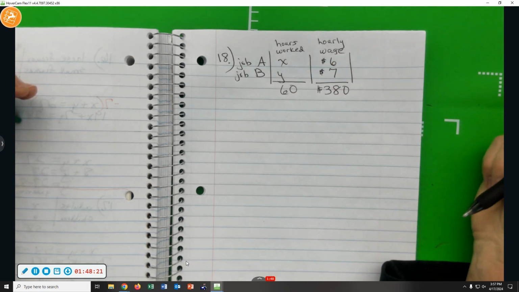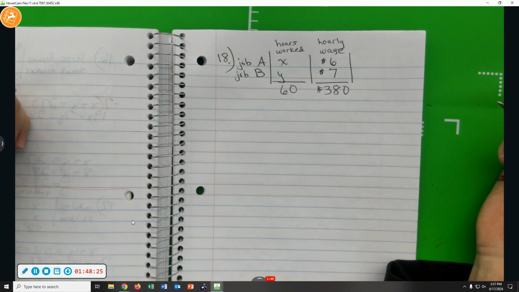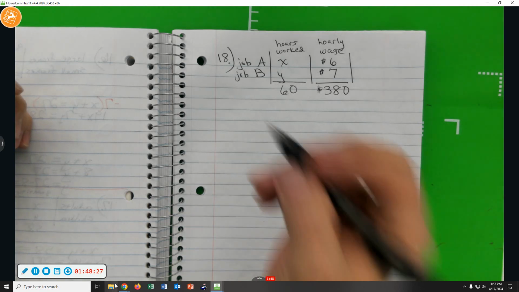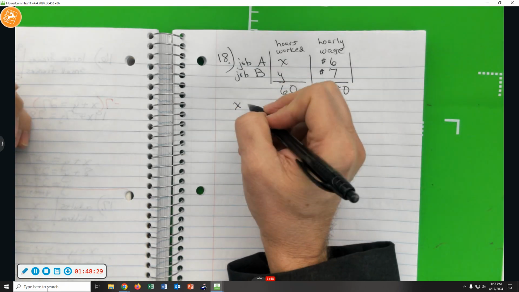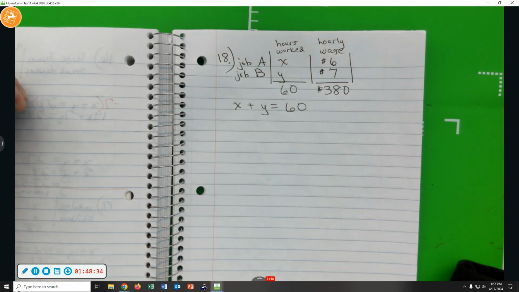That means we need two equations. Give me one equation. X plus Y equals 60. I agree. The hours at job A plus the hours at job B had better equal 60. Now the hourly wage, $6 an hour at A and $7 an hour at job B.